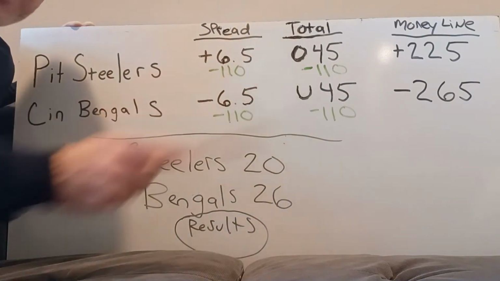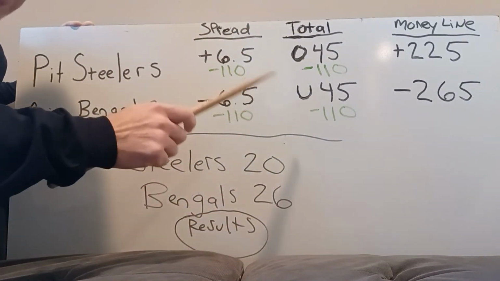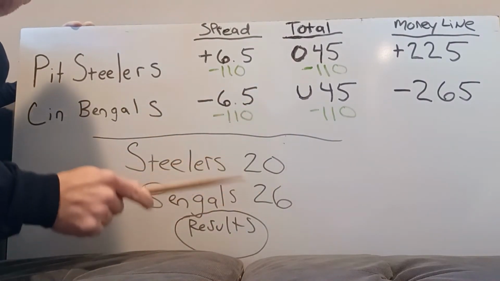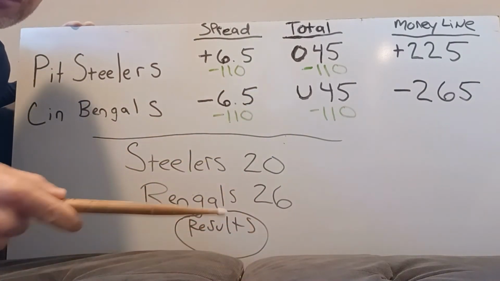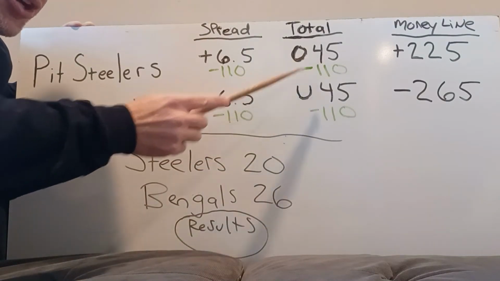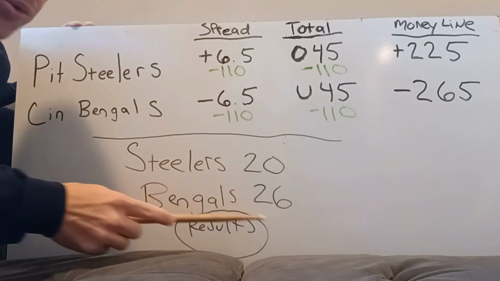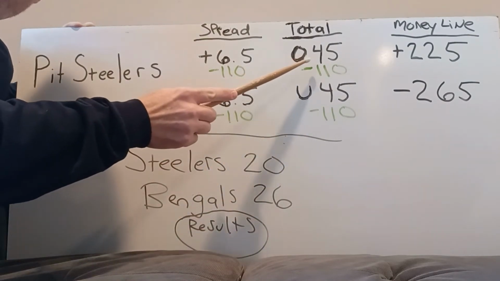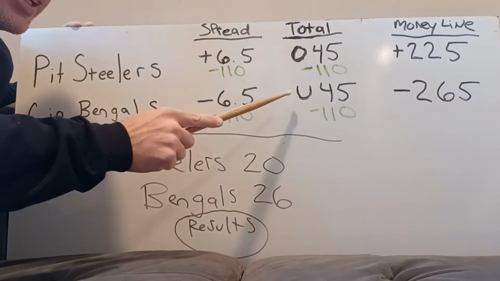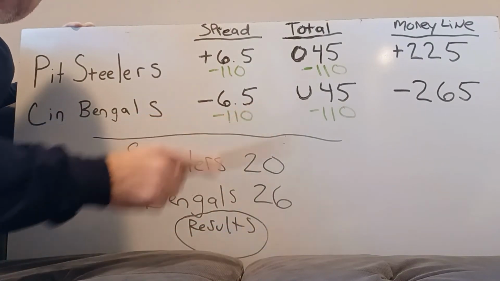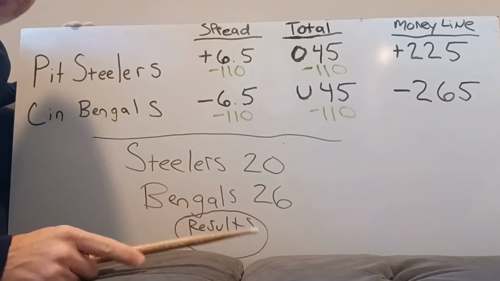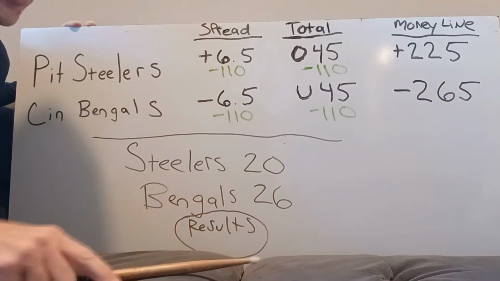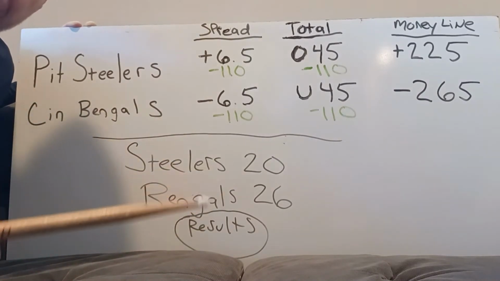The middle column is the total, or the over-under. This is the combined score of both teams at the end of the game, including overtime. In my example, the combined score was 46, so the over would have come out because it was over 45. If you took the under, you would have lost your bet because it added up to 46. The last line is the money line, and that's just the team that you're taking straight up to win.